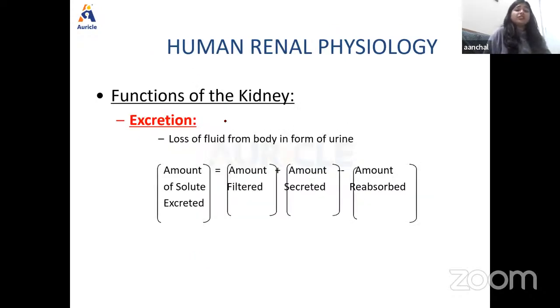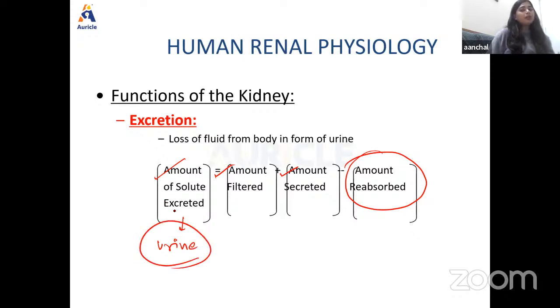Then we have excretion, which is the loss of fluid from the body in the form of urine. The amount of solute excreted equals the amount filtered plus the amount secreted minus the amount reabsorbed. As we know, 99% is reabsorbed back. This is how we calculate the amount of urine that is going to be excreted out of the body.